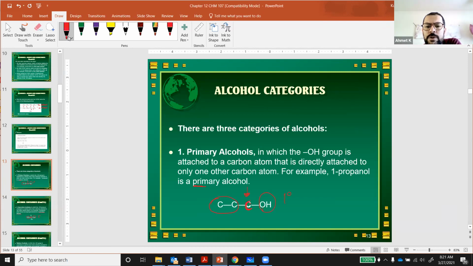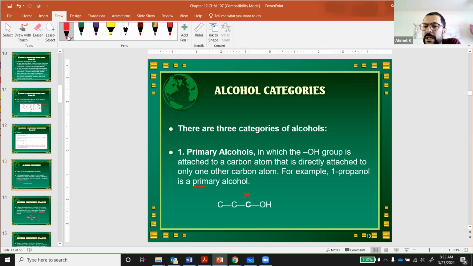Okay, and then also in this chapter, we are going to categorize the alcohols. You might be asking why we are doing this, because we are not really doing any reactions, but when we do the reactions in organic chemistry, this becomes actually important. When you look at alcohols, there are 3 different types, or categories.